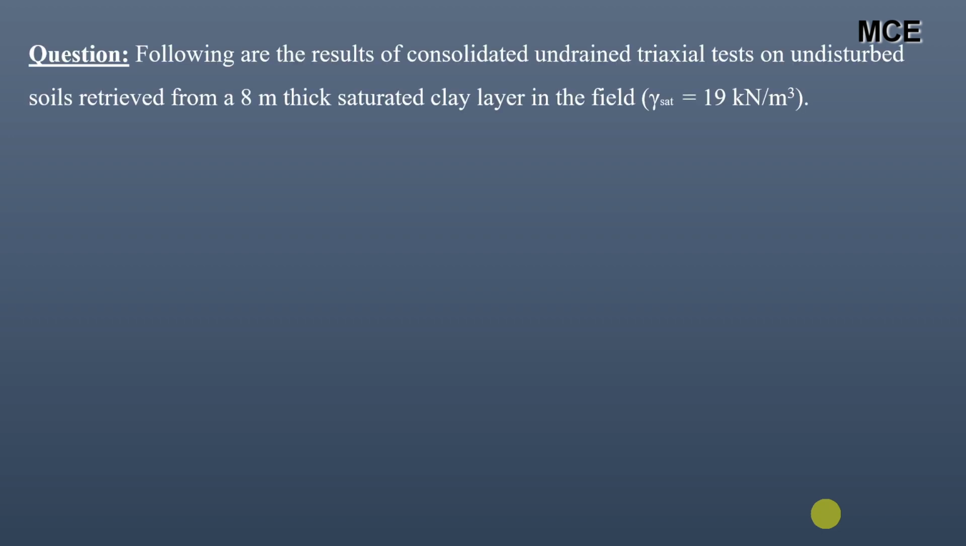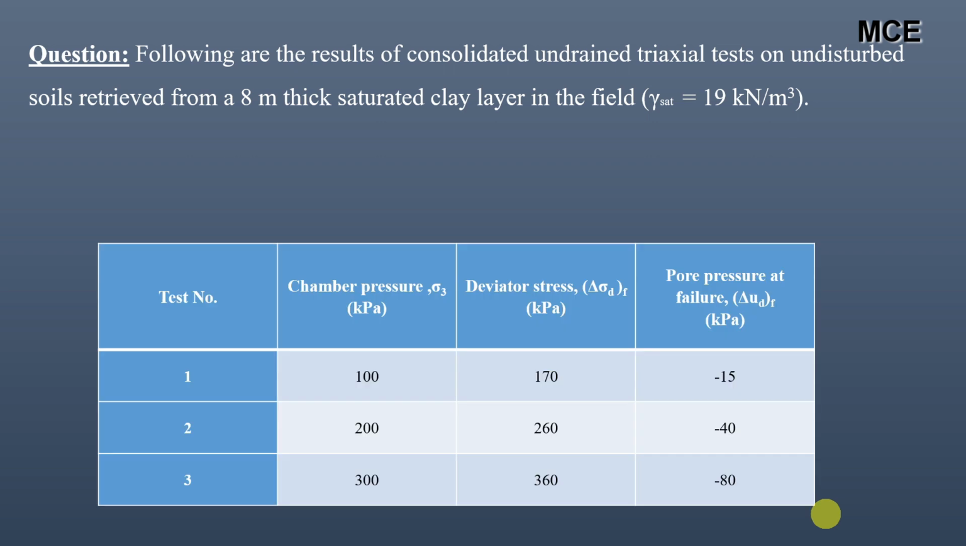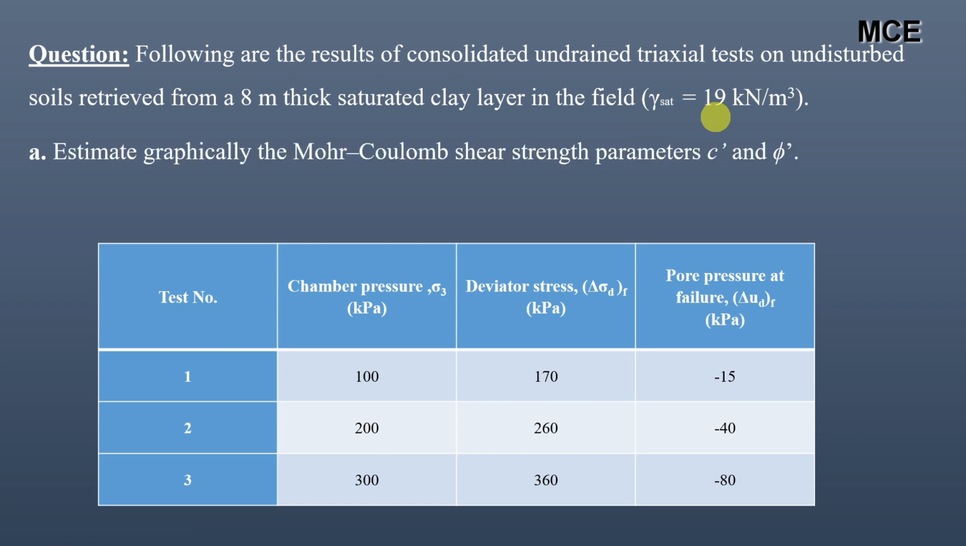I have been given the results of a consolidated undrained triaxial test on undisturbed soils retrieved from an 8-meter thick saturated clay layer in the field, for which the saturated unit weight is 19 kilopascal. We have to estimate graphically the Mohr-Coulomb shear strength parameters, that is c prime and phi prime, and also find the shear strength in the middle of the clay layer. So let us find the solution.